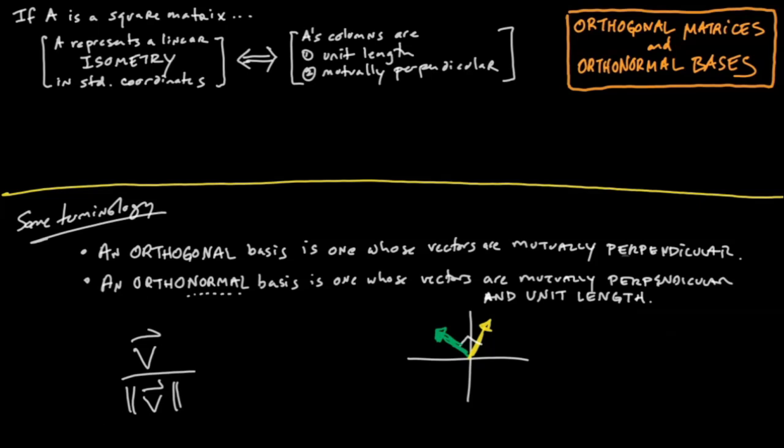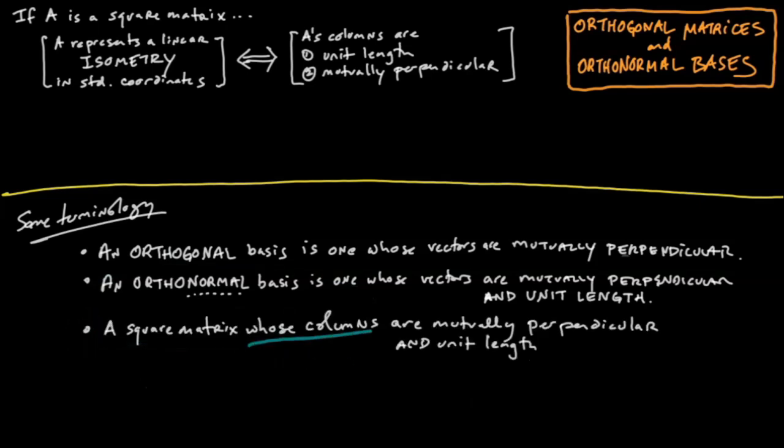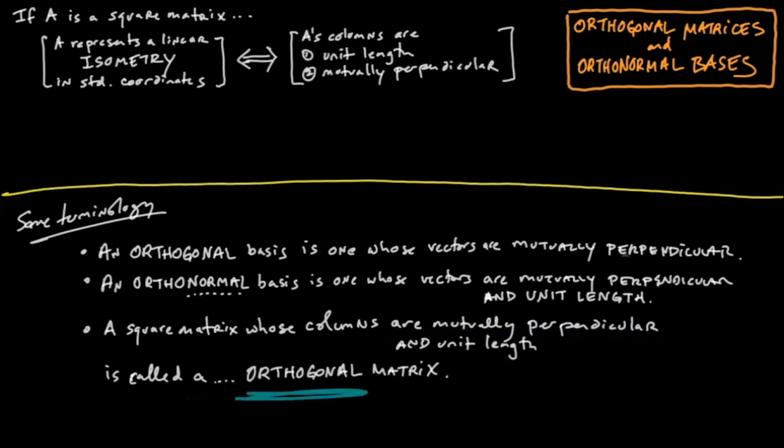And many of you who are watching this are probably thinking, oh yeah, I can start to see how all this stuff connects up to what we were talking about here, because isometries take the standard basis and turn it into an orthonormal basis. And that is absolutely correct. But here is where the terminology is a little unfortunate. Namely, a square matrix whose columns are mutually perpendicular and unit length is called an orthogonal matrix. What? Orthogonal? Shouldn't it be called an orthonormal matrix?